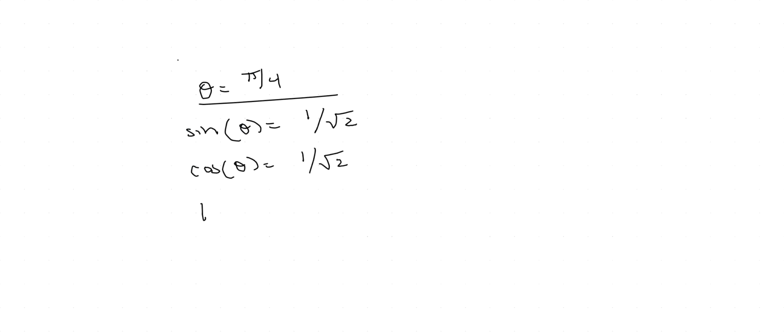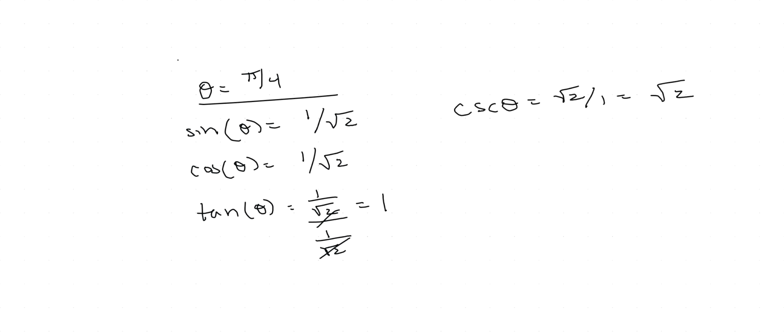Tan of pi over 4 is going to be sine over cosine. So we see these cancel and it just becomes 1. Cosecant is just root 2 over 1, which is the same as root 2. Secant is also going to be root 2 over 1, which is root 2. And cotan is going to be 1 over 1, which is just going to be 1. So we can get to the other values through that value.